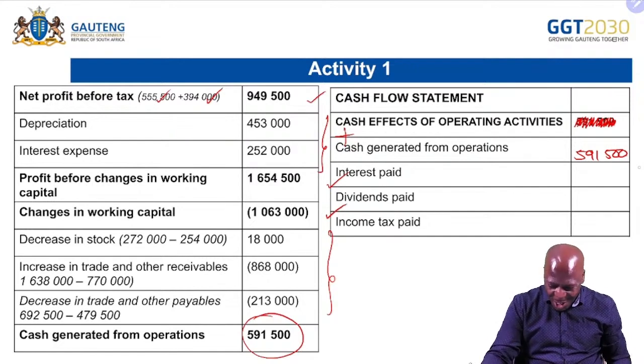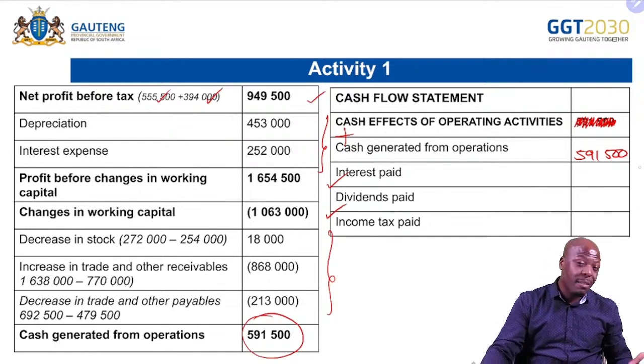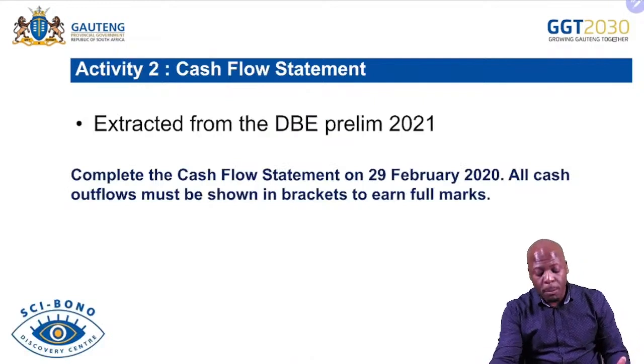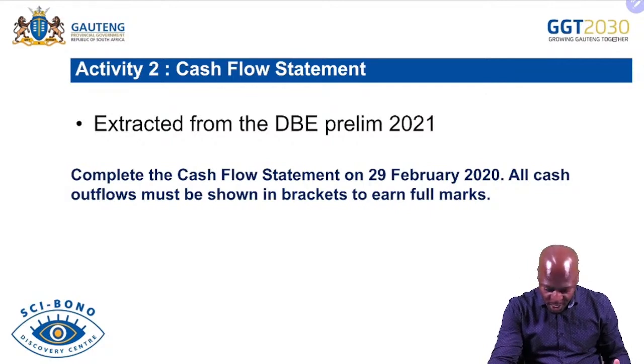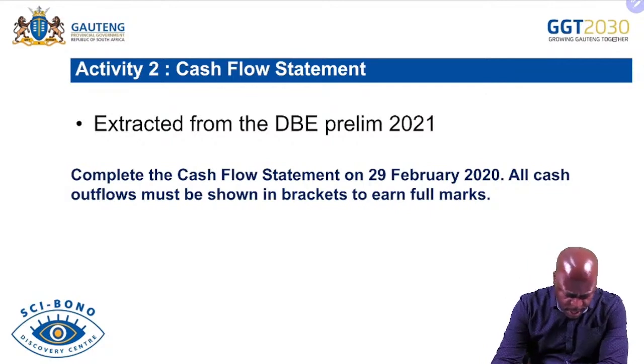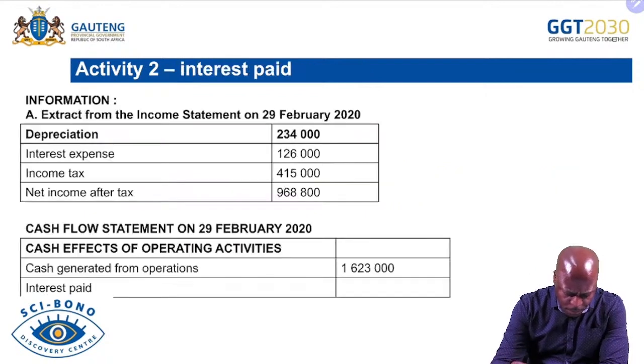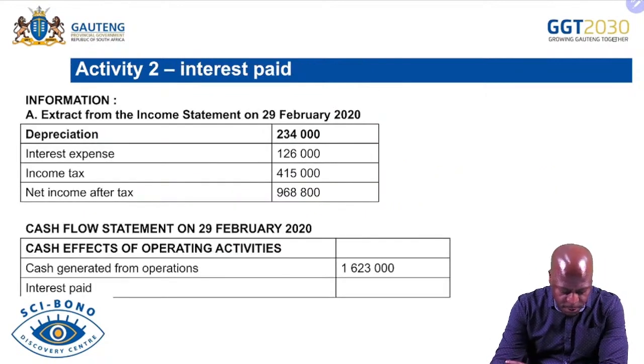Okay, let's quickly go on now to this activity. I've pulled this activity from the DBE prelim of the year 2021. All right, now the first thing that they want us to do is to prepare a cash flow statement.